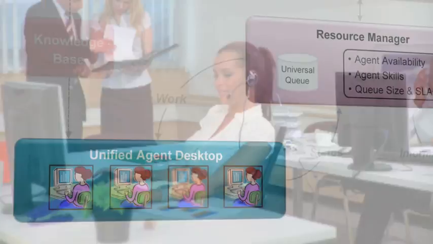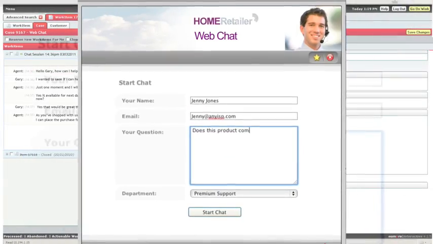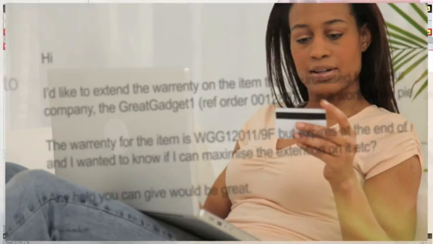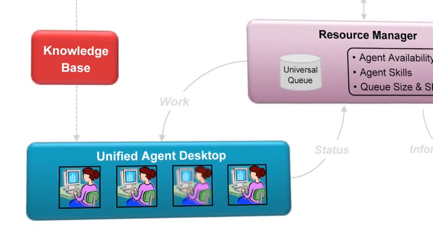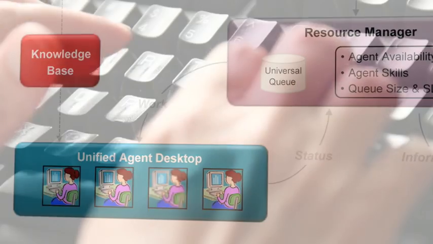The agent uses their Numero unified desktop to view both the current work, in this case a chat, and any previous customer contacts. The Integral Content Management System, or knowledge base, supports the agent with predefined content organised into chat response types.